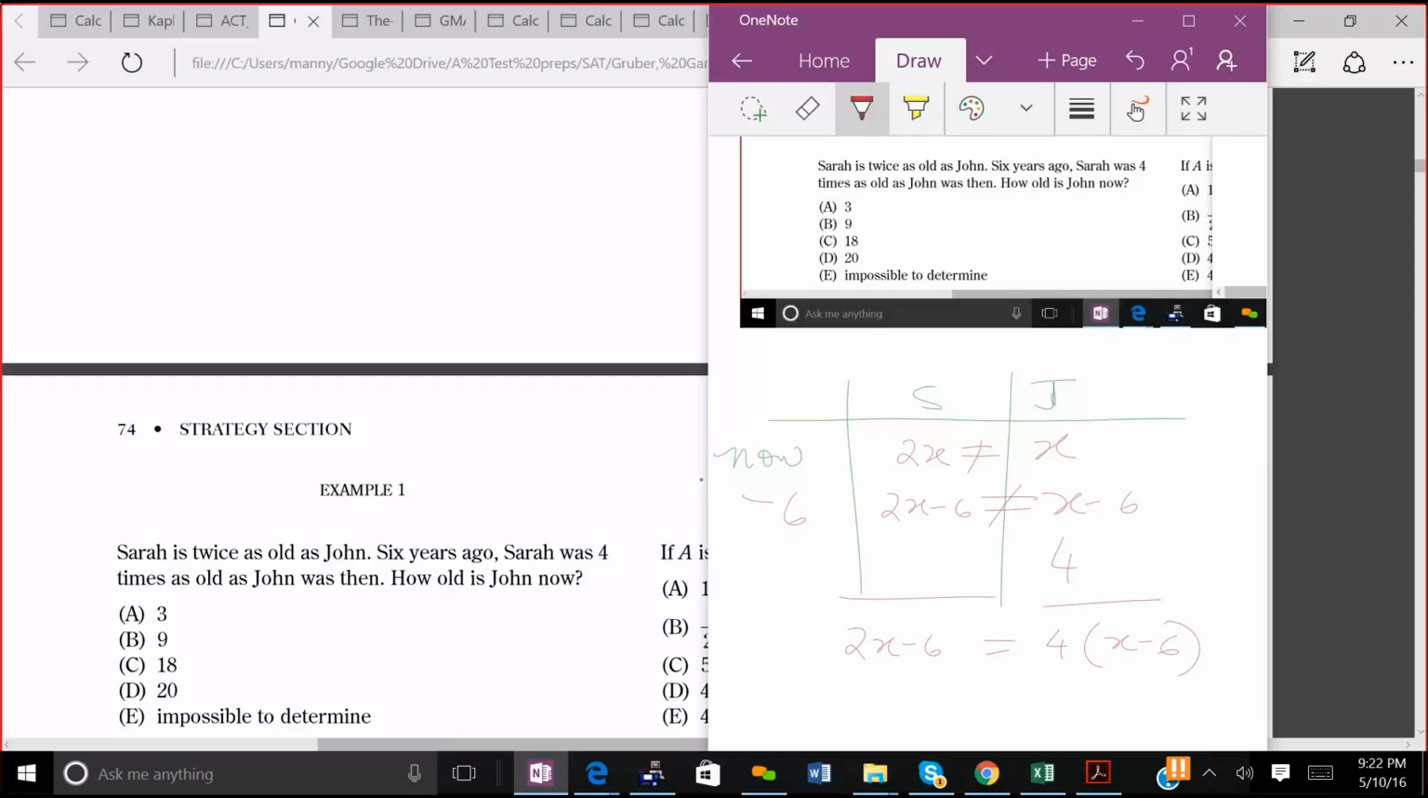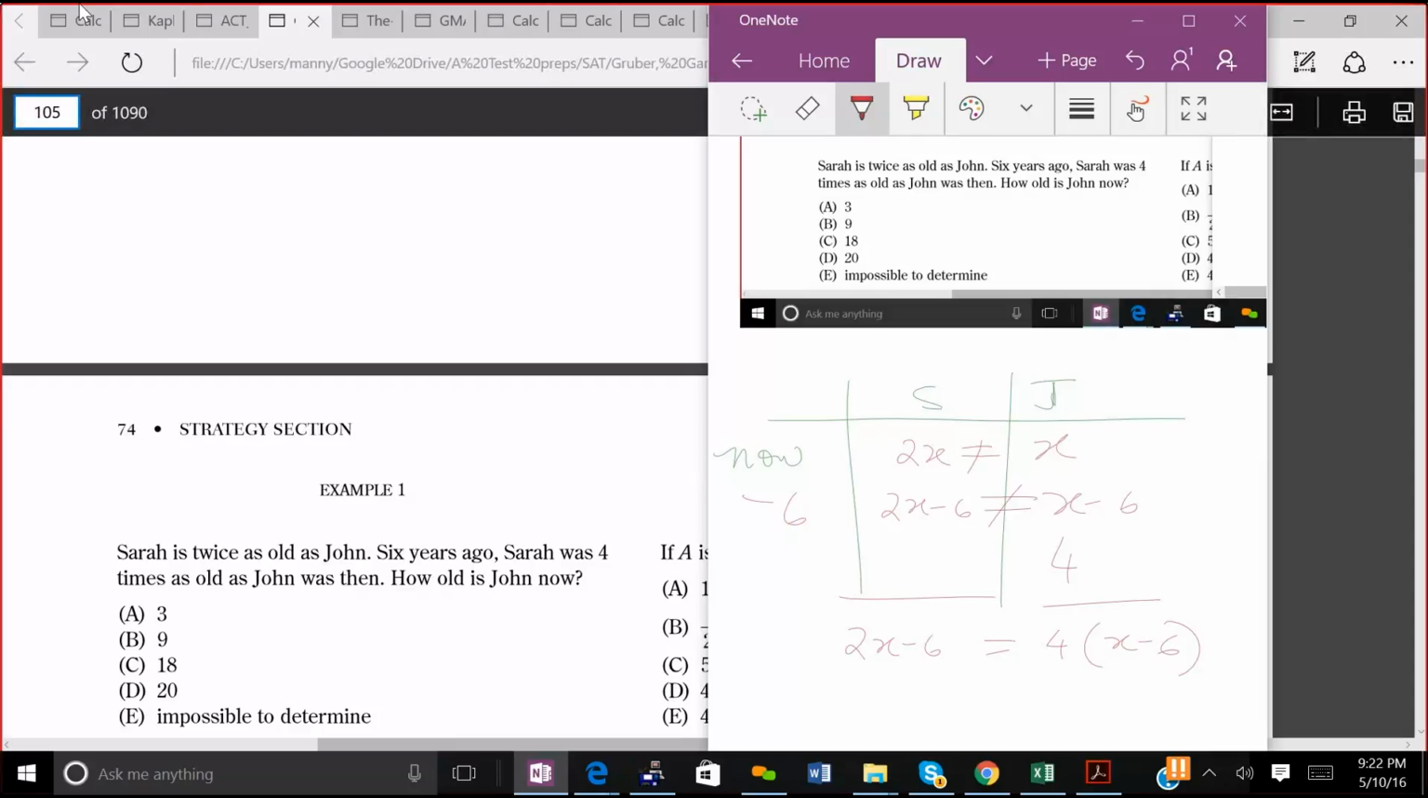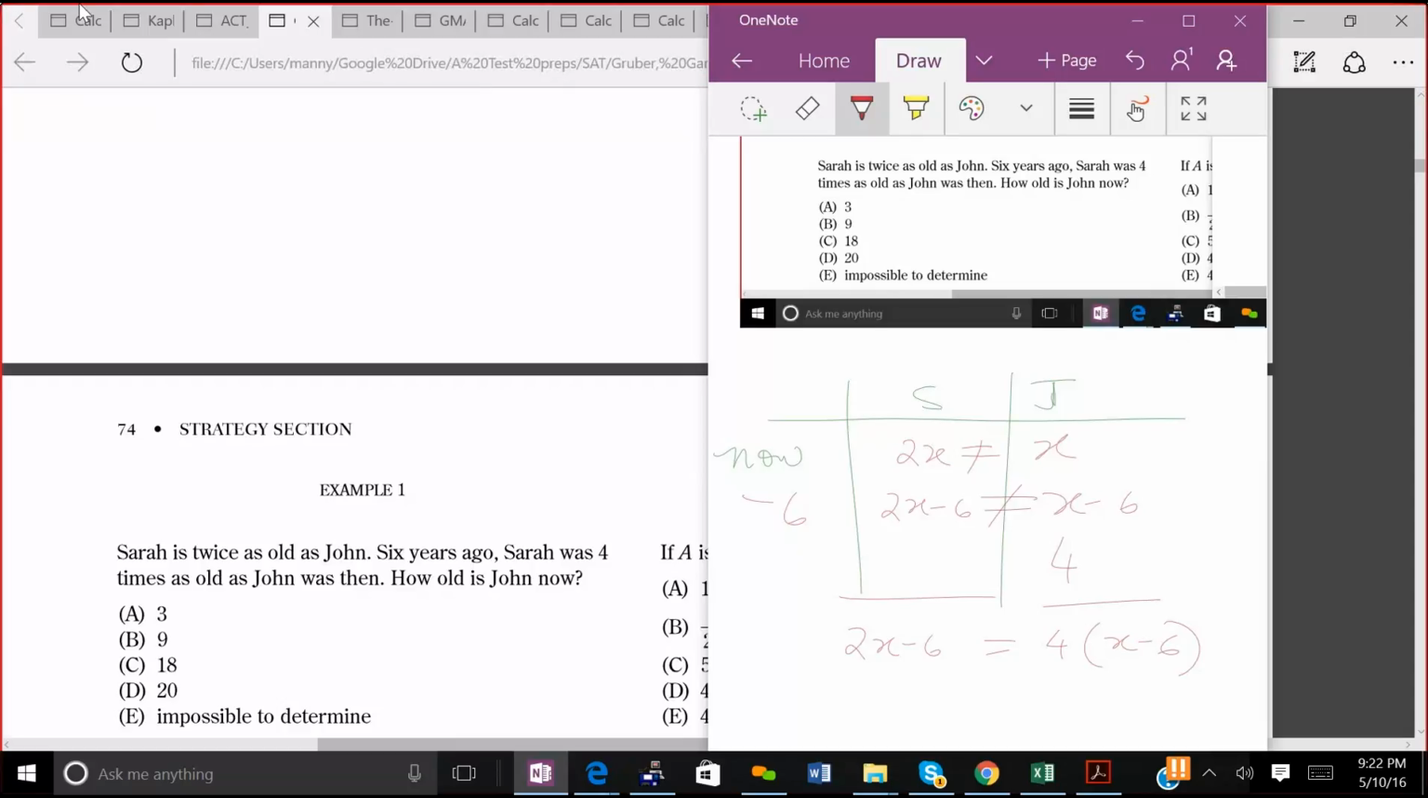What happened to 6 years ago? Sarah was 4 times as old as John. Yeah, I went back 6 years. That's why both were 6 years younger. But then you needed to multiply John with 4 to get it done.